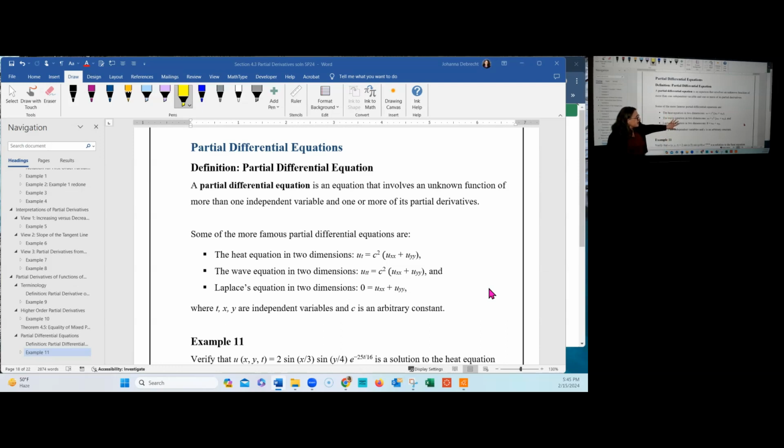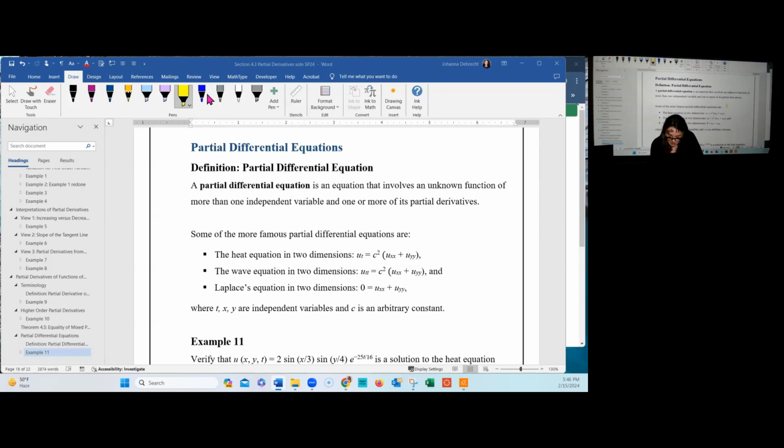Here are some of the more famous equations that are partial differential equations. The heat equation in 2 dimensions gives us u sub t equal to c squared, where c is a constant, times the quantity, the second partial derivative of u with respect to x both times, plus the second partial of u with respect to y both times. So this is an equation that relates partial derivatives. And again, we could write this in Leibniz's notation as follows.